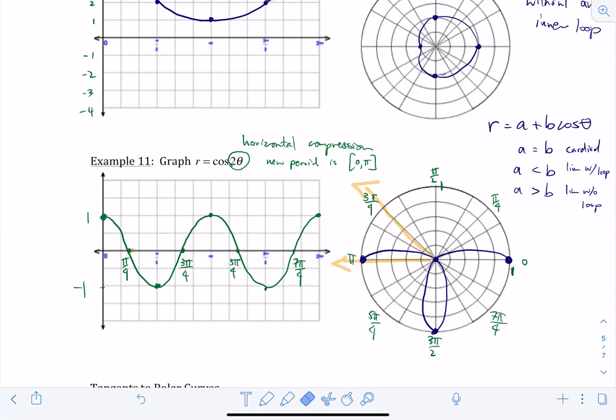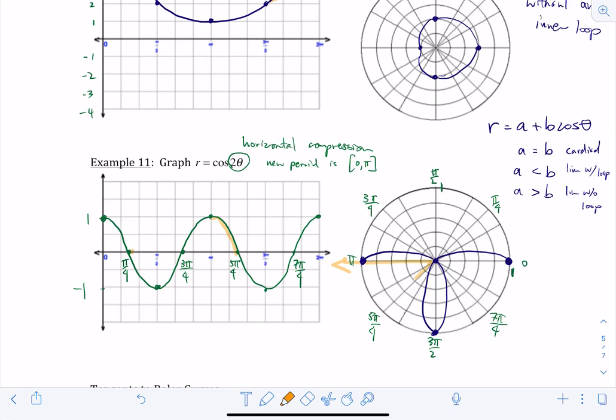Then the next leg looks like this. We're going to go from 1 back to 0 as my angle changes from pi to 5 pi over 4. So during that time, my r goes from 1 all the way back to 0. Okay.